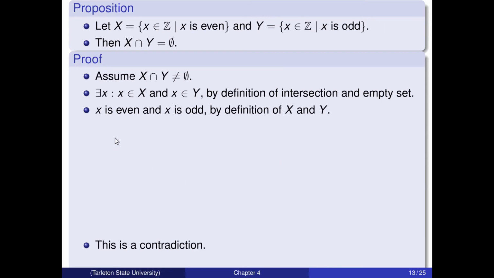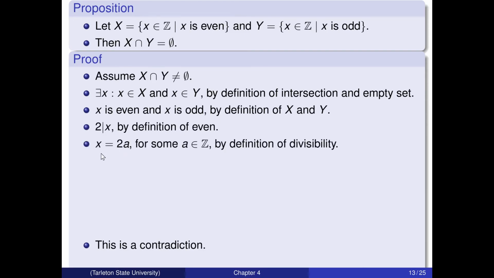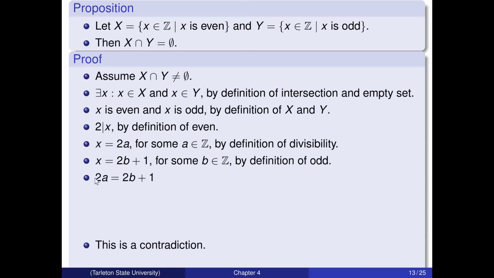If x is even, then 2 divides x, and that means that x is equal to 2a for some integer a. And if x is odd, that means that x is equal to 2b plus 1, because that's the definition of odd. And of course, at this point, because x is 2a and x is 2b plus 1, that actually means that 2a has to be equal to 2b plus 1. And we can do some algebra, move this term to the other side, factor out 2. We have 2 times a minus b is equal to 1.